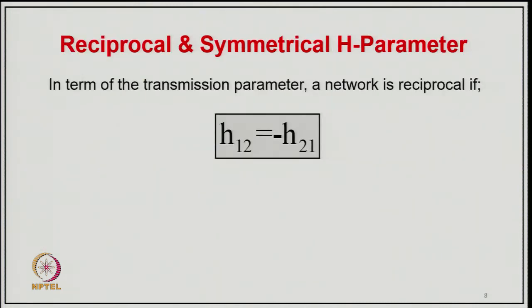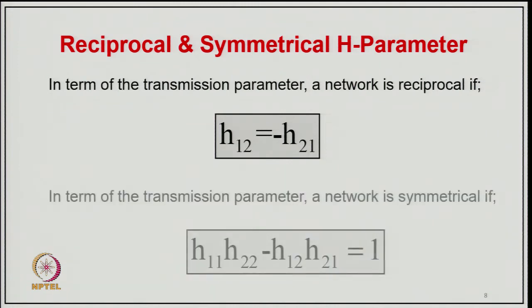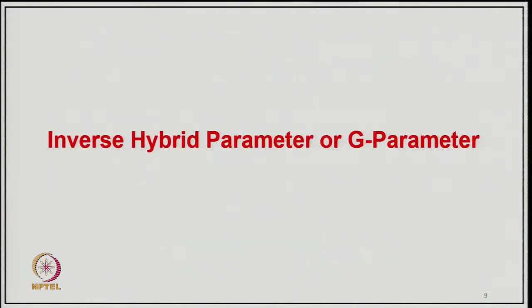So, now you can say in terms of reciprocal and symmetrical conditions for H parameters, similar to other parameters, in terms of transmission parameters, a network is reciprocal if H12 equals minus H21, and a network is symmetrical if H11 H22 minus H12 into H21 equals 1.